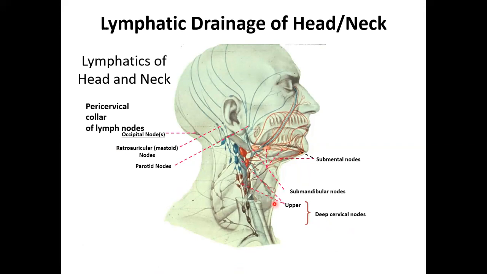For your deep cervical nodes, you see you have an upper set as well as a lower set here. And then showing you the superficial cervical nodes as well. And then here you can see all of this lymph fluid. It drains through the nodes and then eventually it's going to drain back into the venous system. So this is your right lymphatic duct.